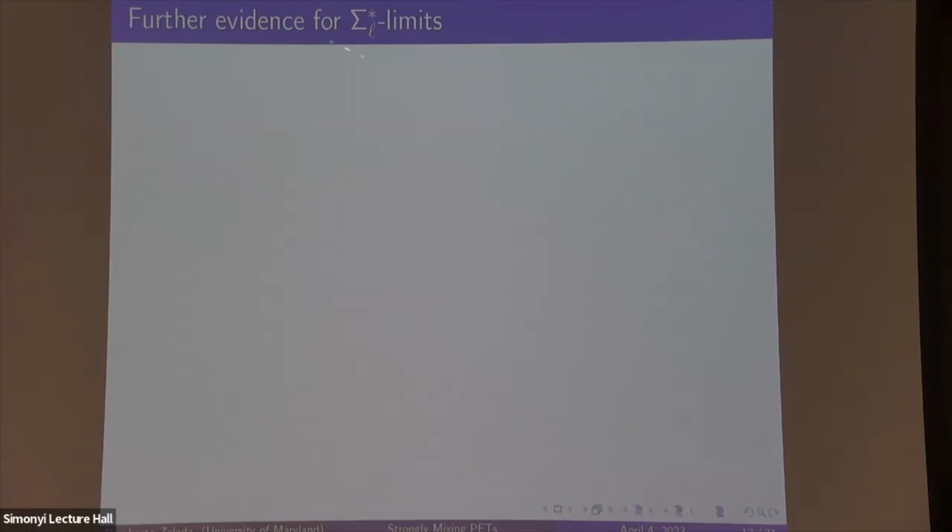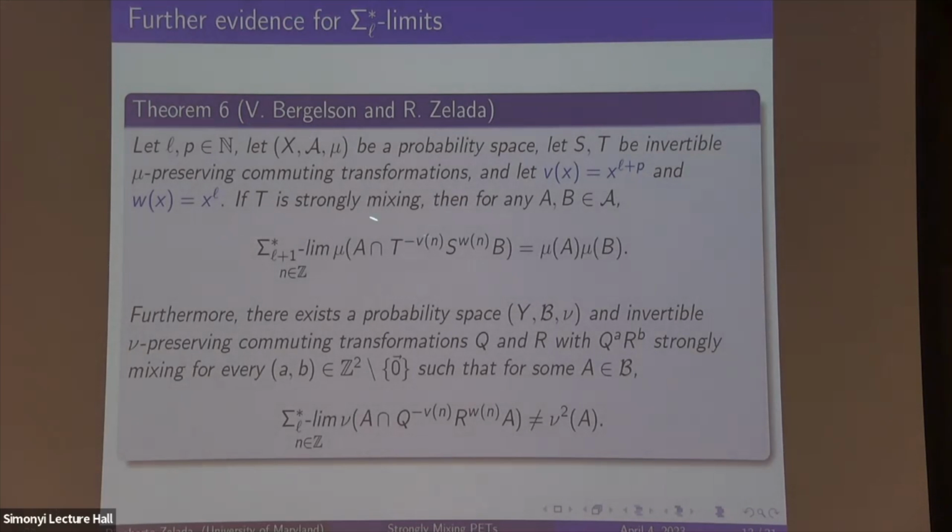Right now, a third piece of evidence for sigma L star limits. This will typically be our first polynomial ergodic theorem for strongly mixing actions, but this result is so sharp that I decided to quote it as further evidence. So the result is single polynomial mixing for commuting operators. And what it says is that we have two numbers, L and P, any probability space, any commuting transformations, and two polynomials. One of them is x to the L plus P, the other one is x to the L. And we know that T is strongly mixing.